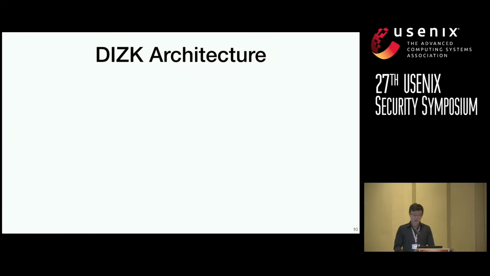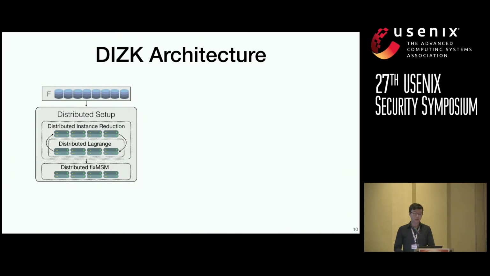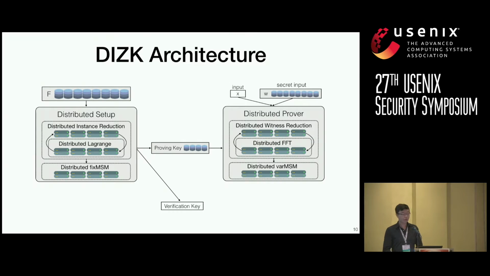For DIZK, our architecture looks like this. So we start with the setup. It turns out it's not enough to keep the subcomponents of the setup monolithic, and so we distribute the setup by implementing distributed algorithms for each of the subcomponents in the setup. The distributed setup then outputs a distributed proving key and a small verification key. Just as before, we distribute the prover by distributing the monolithic subcomponents of the prover. And lastly, the verifier will then check that the proof is valid. And again, we forego distributing this step as it is extremely cheap to run.